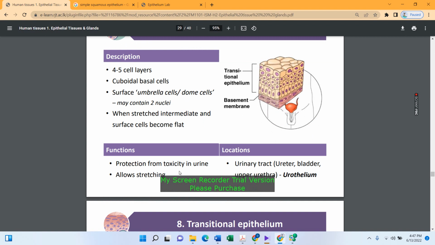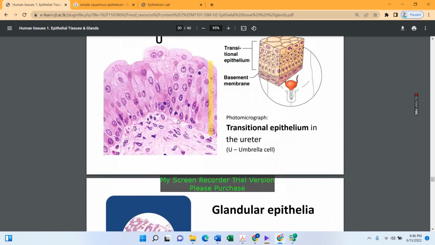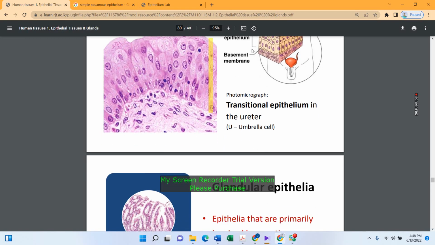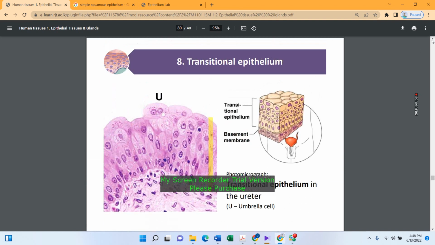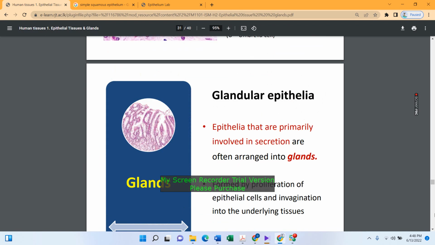and allows stretching. When stretched, the intermediate and surface cells become flat, and the base is composed of cuboidal cells, and there are 4 to 5 cell layers there. So this is the umbrella cell, or the dome cell. It is found in the ureter, bladder, and upper urethra.